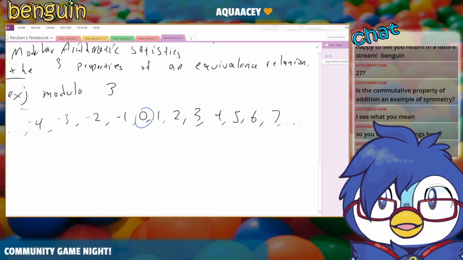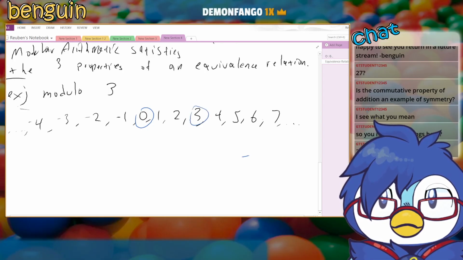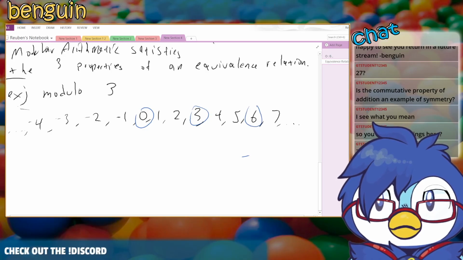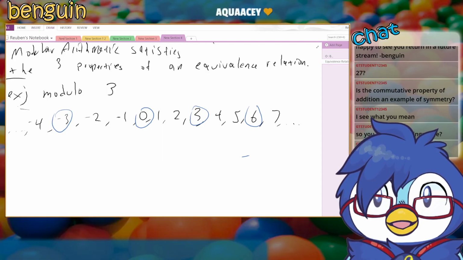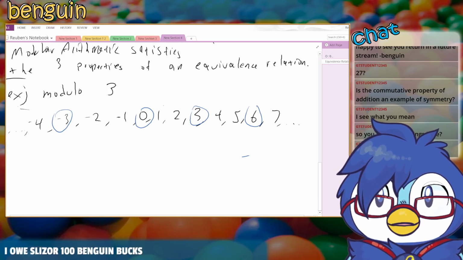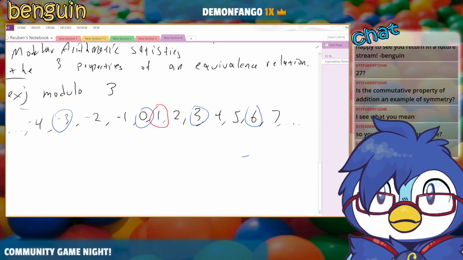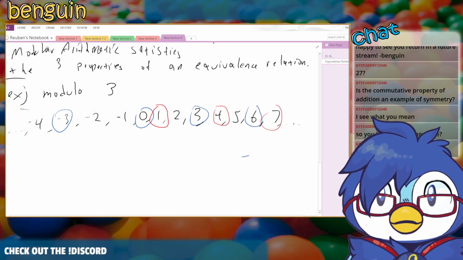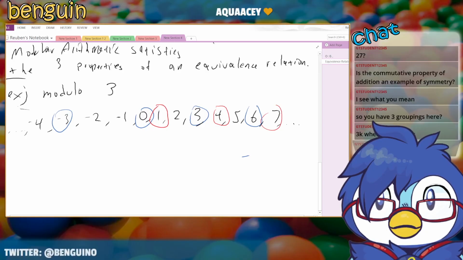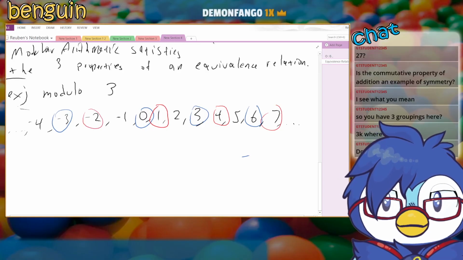So I'm going to circle all of them here. Then let's look at, say, 1. I can ask in red, what are all the things that are equivalent to 1? Well, it's going to be 4 and 7. If I divide any of these numbers by 3, I get the same remainder.